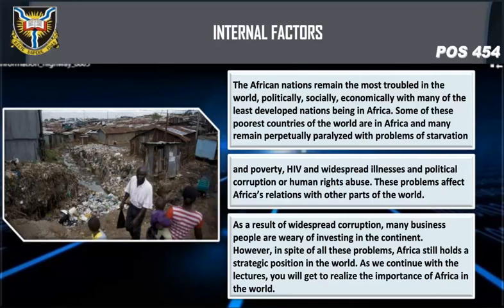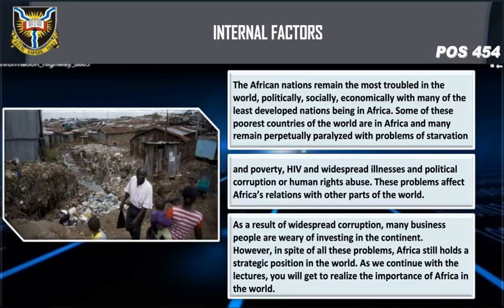Internal factors. The African nations remain the most troubled in the world, politically, socially, and economically, with many of the least developed nations being in Africa. Some of the poorest countries of the world are in Africa, and many remain perpetually paralyzed with problems of starvation and poverty, HIV and widespread illnesses, and political corruption or human rights abuse.